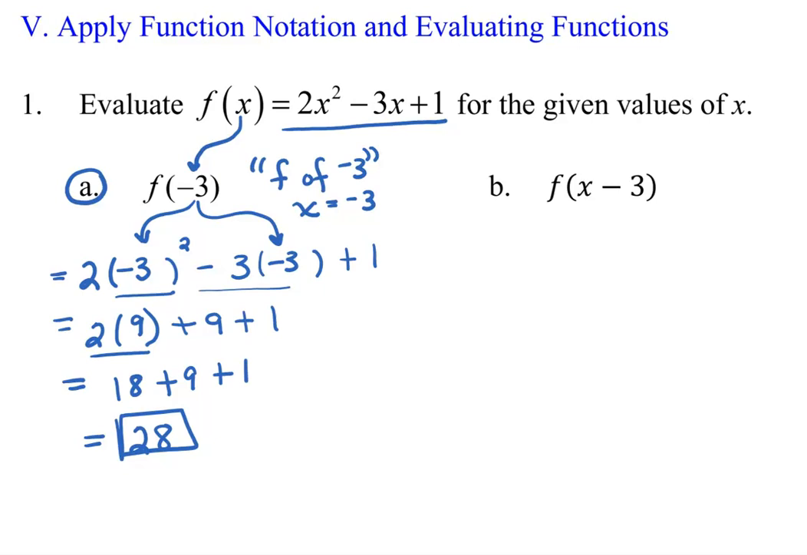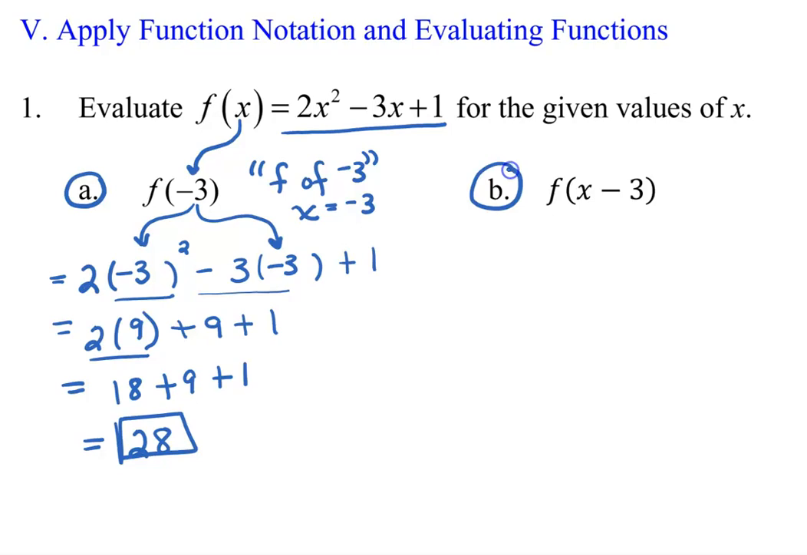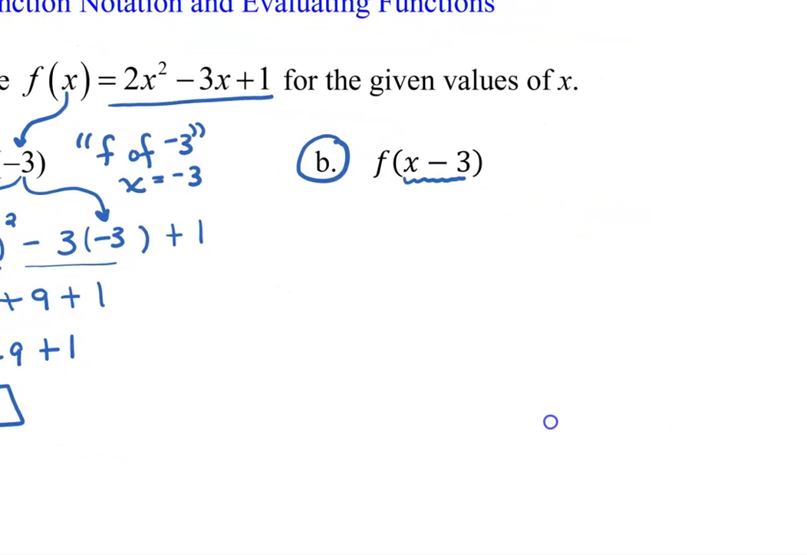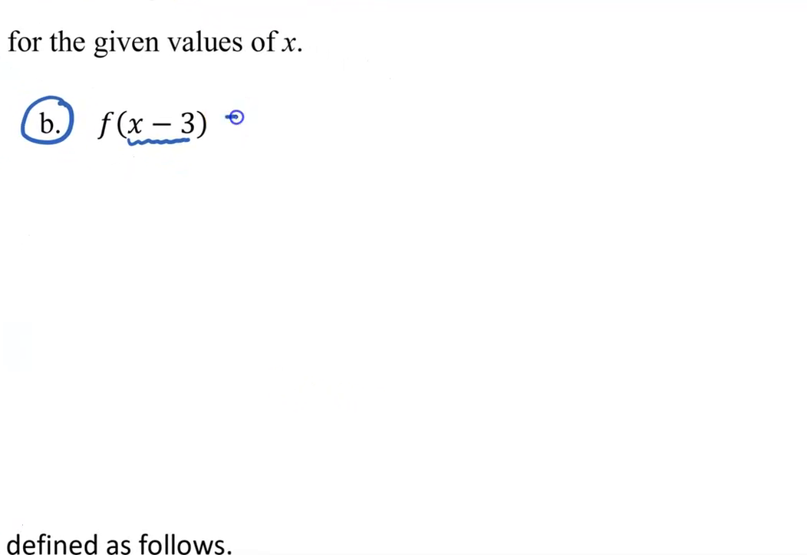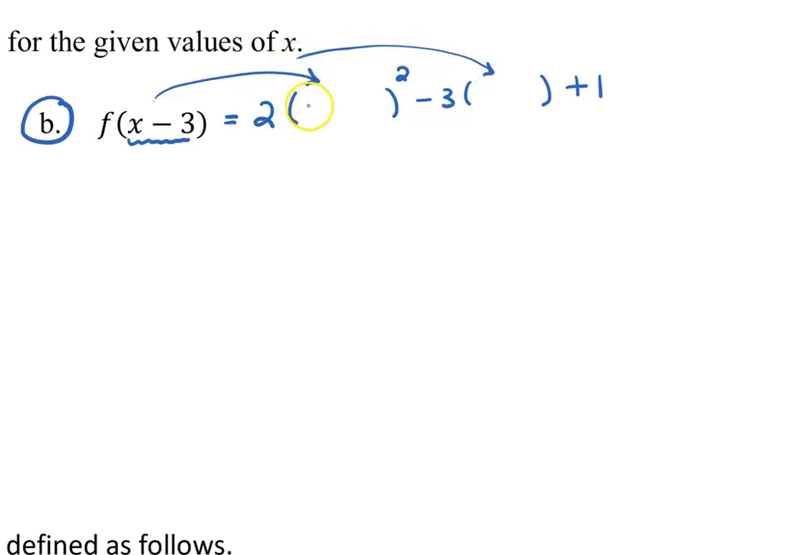B is a little bit different because instead of plugging in a single number, we are actually plugging in an expression. So I'm going to move my screen over here. So remember that f of x was 2 times x squared minus 3 times x plus 1. And this time, we're going to plug x minus 3 into our parentheses. So here and here.